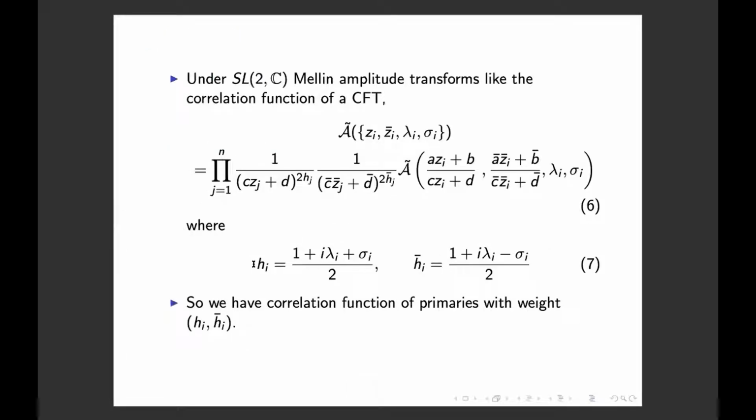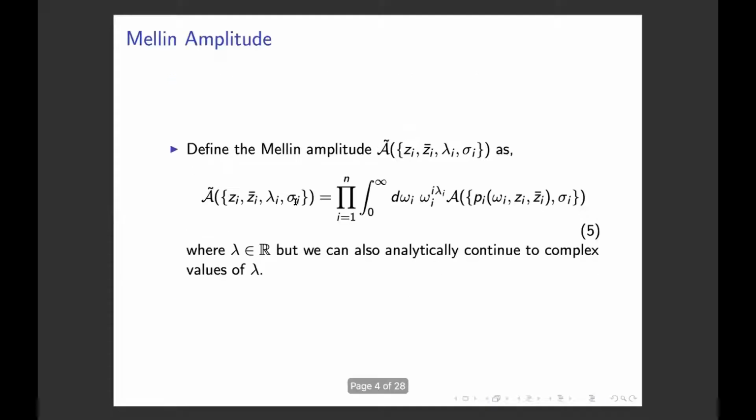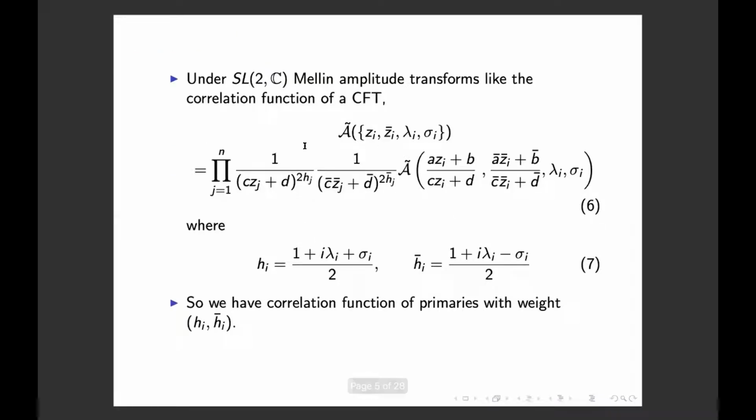Okay, now what is the behavior of this Mellin amplitude A tilde under the SL2C? So that is given by equation 6. So again this ABCD is an SL2C matrix, and the transformation of A tilde is given by 6, and you have some prefactors.